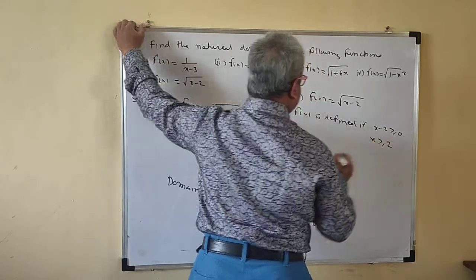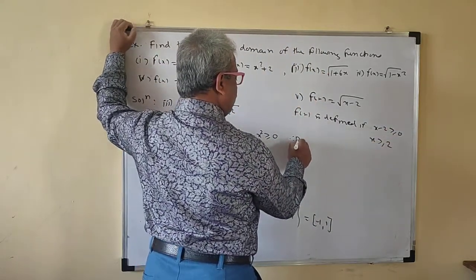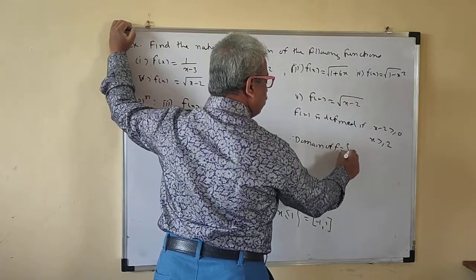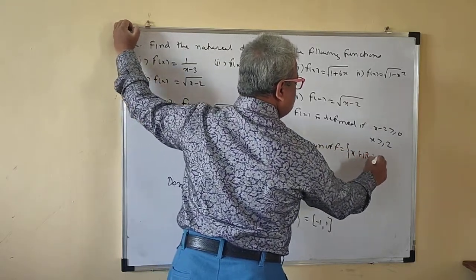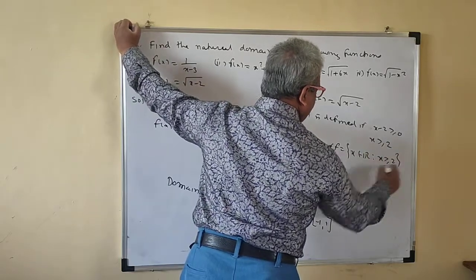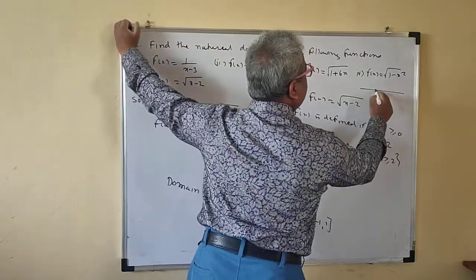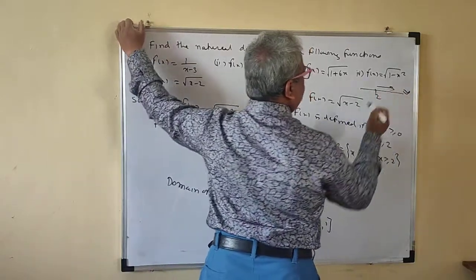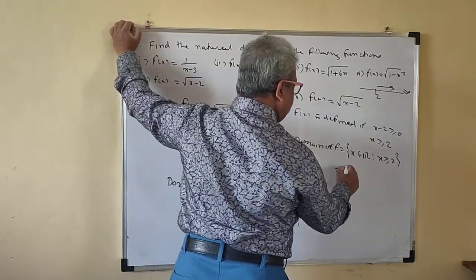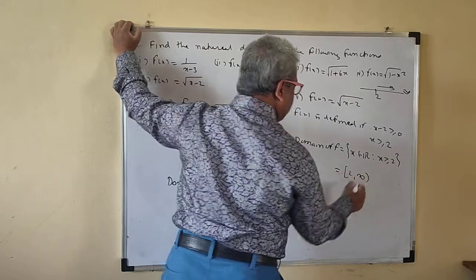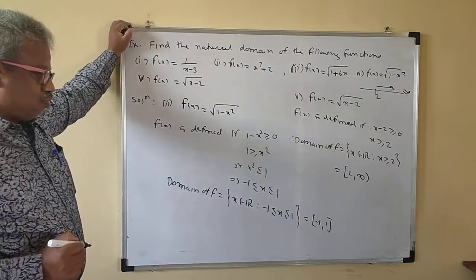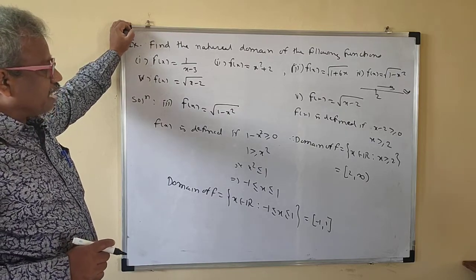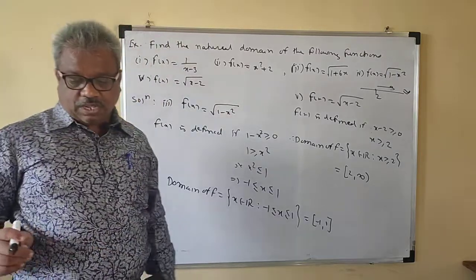So x is greater than or equal to 2. Therefore your domain is what then? Domain of f is equal to x belongs to R such that x is greater than or equal to 2. If you want to write the interval form, 2 will be here and infinity is here, so you can write it like this: [2, infinity). So I hope that you understand how to find the domain of the function.